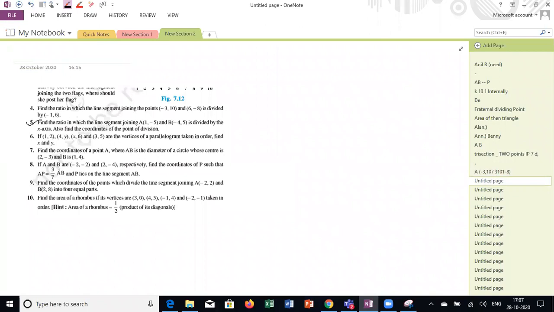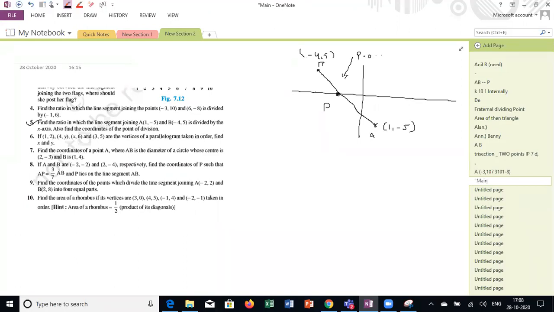The fifth question: find the ratio in which the line segment joining A, suppose A is 1 comma minus 5, which means it is somewhere here. This is A. And B is minus 4 comma 5, somewhere here. If I join these, it will be like this. So this is the point of intersection with the x-axis. The x-axis is cutting at P. He is asking us to find out what this P coordinate is.